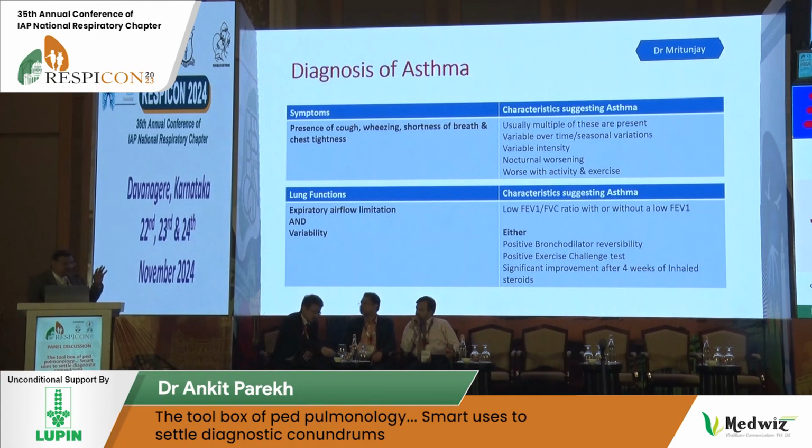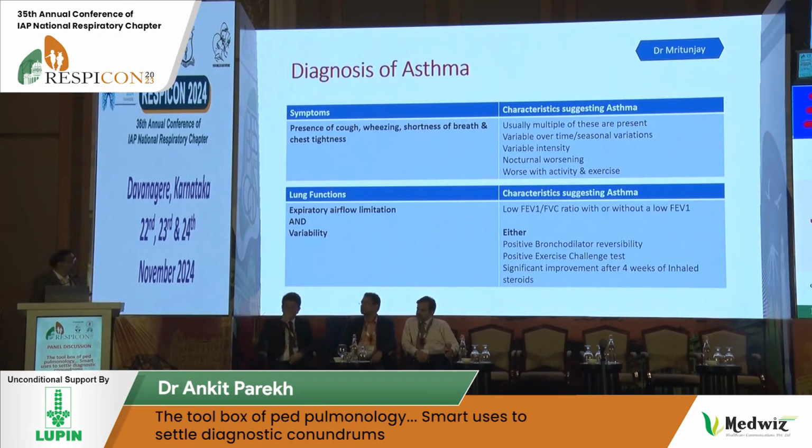So I think this is the standard GINA definition, which says that you should have multiple of these. So not just cough, not just wheeze, not just shortness of breath, or just tightness. You should have multiple of these symptoms, usually variable with seasonal variation and variation over time, and a positive lung function showing obstruction and reversibility, right? So that is the usual GINA definition.